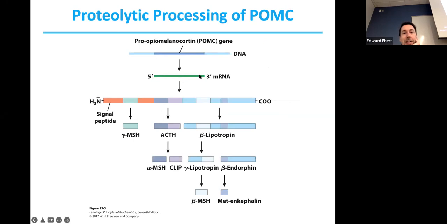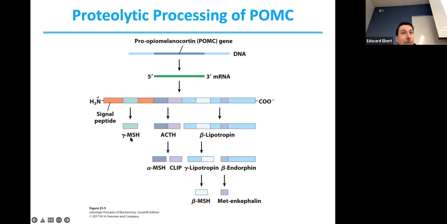Here's our DNA. Here's our mRNA. Our mRNA gets converted into our pre-pro drug in here. We have our signal peptide. And then once we start processing our pro-POMC, you can get our melanocyte stimulating hormone, or ACTH, lipotropin. You can tell by the names of these, lipotropin and melanocyte, that these can be associated with metabolism of fats in there.